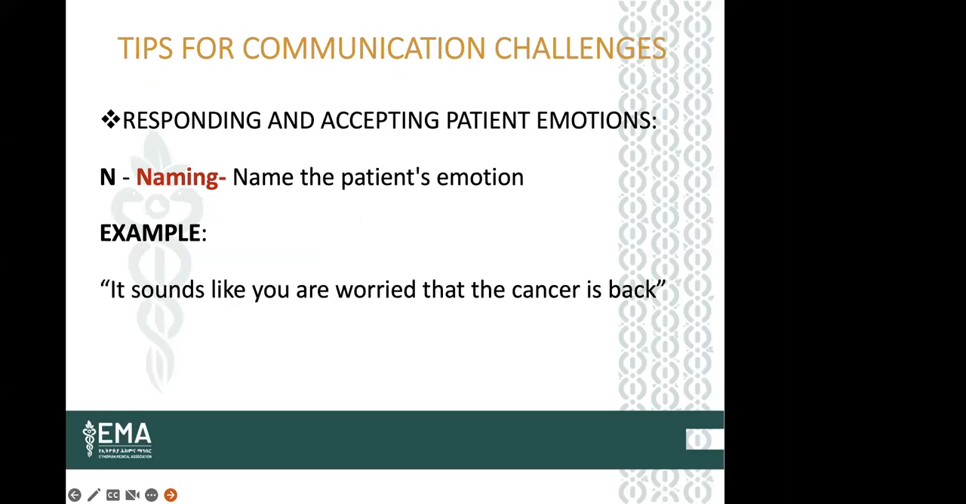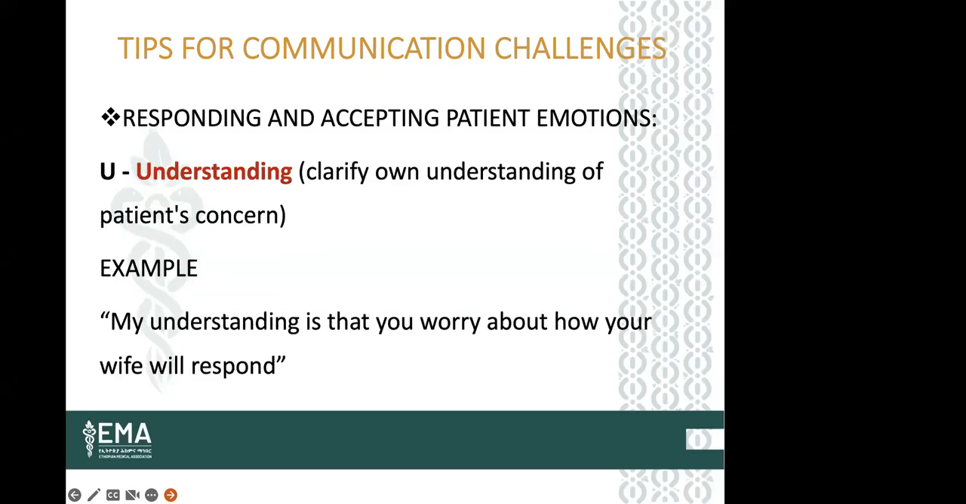So if you feel that their emotion is worry about whether a disease is coming, whether they will be disabled for life and so on, you need to clearly name the problem. Okay, this is one tip that you can use. So remember, please, to use the tips NURSE. Literally you are nursing their emotions. So, it sounds like you are worried that the cancer is back. And the other one is understanding. You clarify your understanding of a patient's concern.